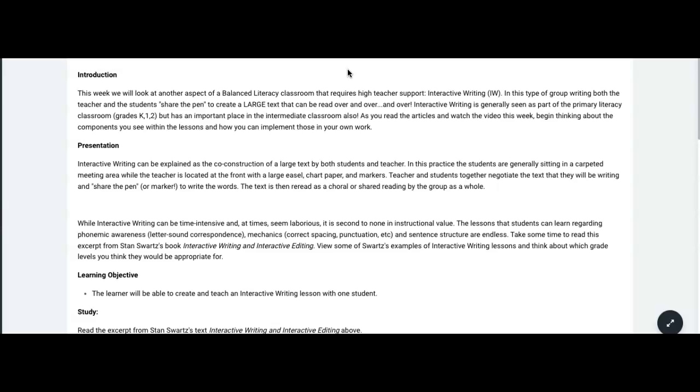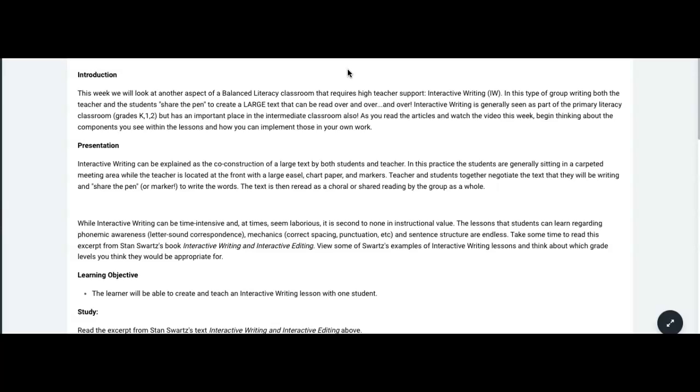The sentence is repeated several times so the students get that sentence in their head. From personal experience, I found it quite helpful if I would jot down the sentence on a Post-it note so that I could remember exactly what we had negotiated.